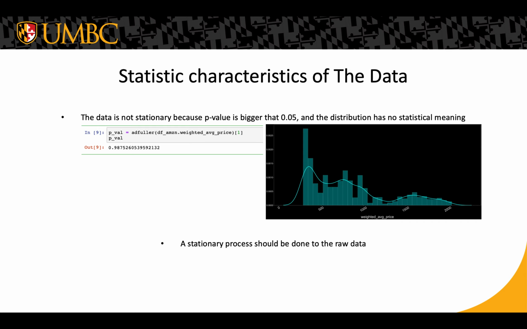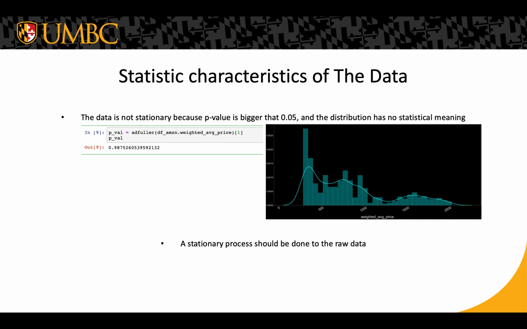I'm using a time series of a stock price as my data set. For this presentation, I'm using Amazon's 5 years of hourly historical stock price as the data set. First of all, I simply plotted the weighted average price for Amazon, and I see the distribution of its price doesn't mean anything, and I ran a Fuller's test on the average price.